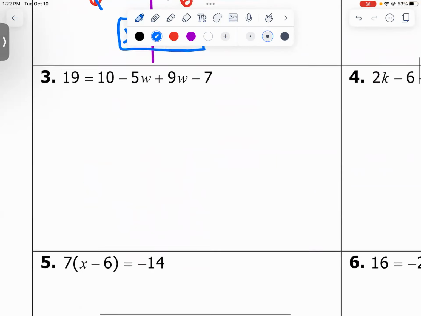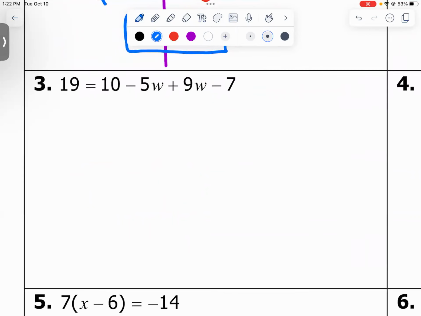We're going to go to number 3. Draw your fence. Not all of them, but I haven't told you which ones you don't have to do. What is the first thing that we have to do in number 3 before we can start moving things across the fence, Cash? Combining the like terms.